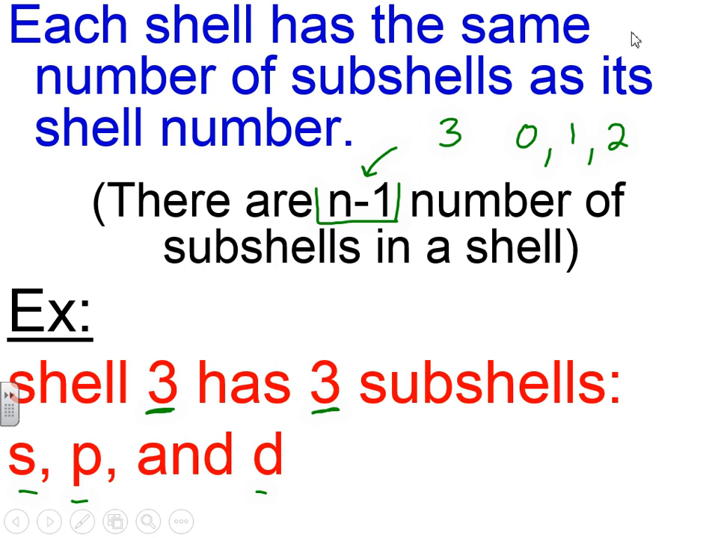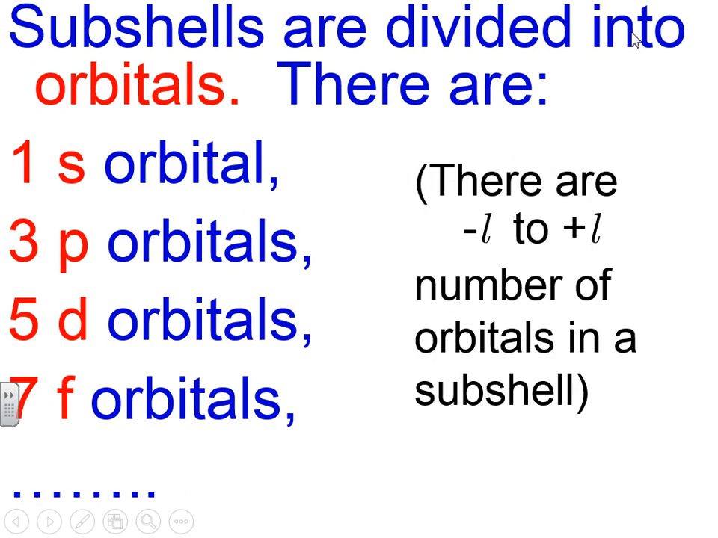Subshells then are subdivided into orbitals. The orbitals is what we come to. That's what we want to understand, how the electrons behave. And here are the number of orbitals in a subshell. The s subshell has only 1 orbital. The p subshell has 3, the d has 5, the f has 7. You can see a pattern. You just add 2 more each time you go up. And there's an equation for this as well. We're not going to use this, but these are designated from negative l to positive l.